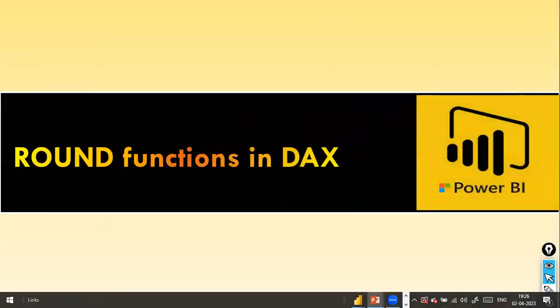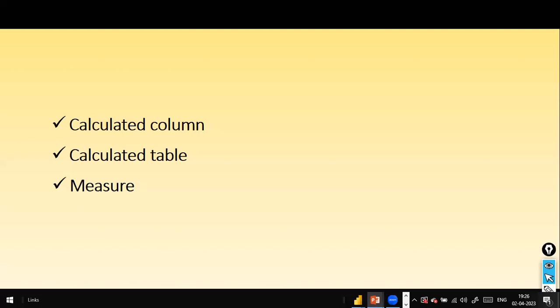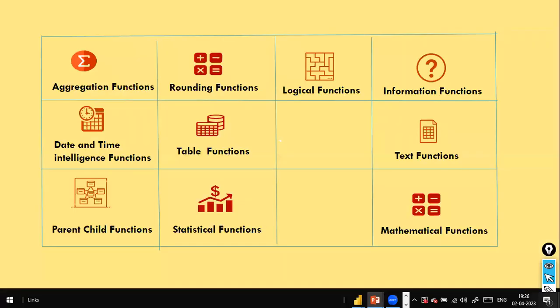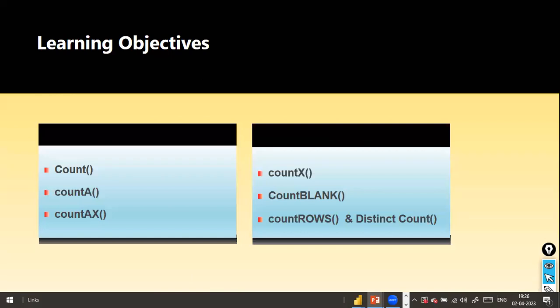What I will do is, instead of the round function, I'm going to start with the count function. So what are count functions? Using count, you can find out the number of occurrences of the values in a column. That is what count does. Even in SQL queries, we use the count function.